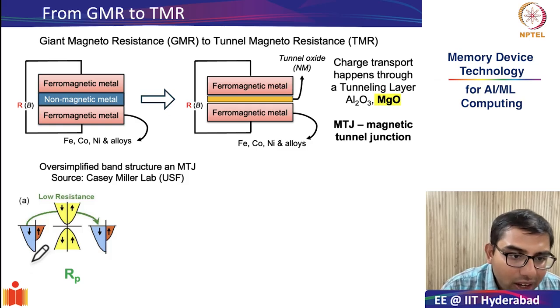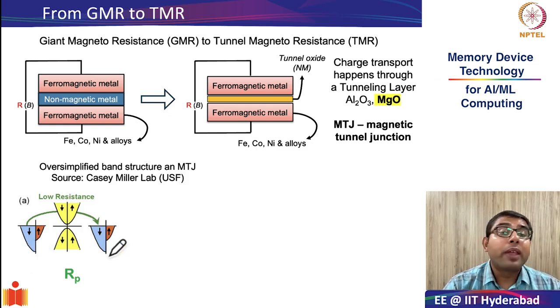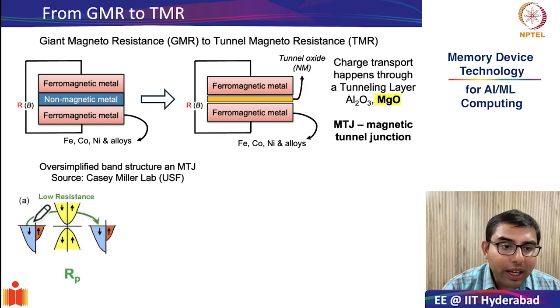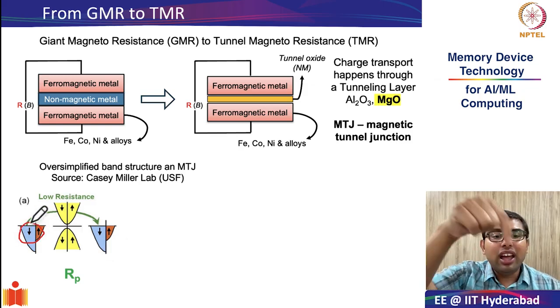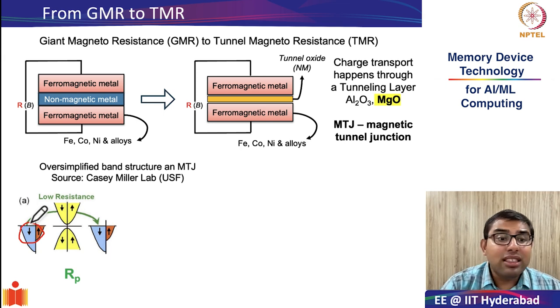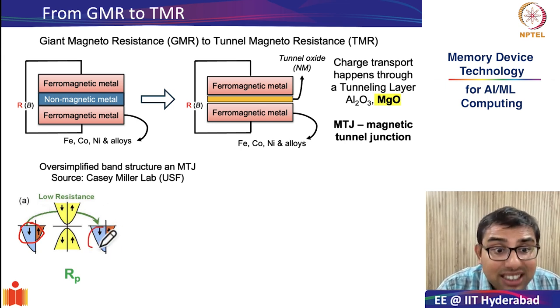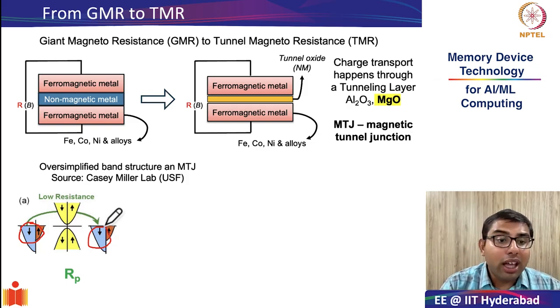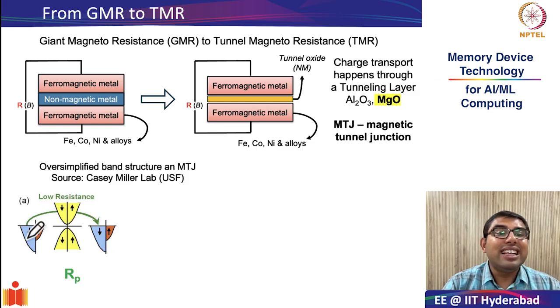So if tunneling has to happen from ferromagnetic layer 1 to ferromagnetic layer 2, two conditions have to be satisfied. The first condition is there should be enough states in the same spin configuration in ferromagnetic layer 1, and the second condition is there should also be enough empty states in ferromagnetic layer 2. As you can see from this diagram, both these conditions are met, so the tunneling probability is very high and a lot of tunneling can happen. Therefore, this is the low resistance state.